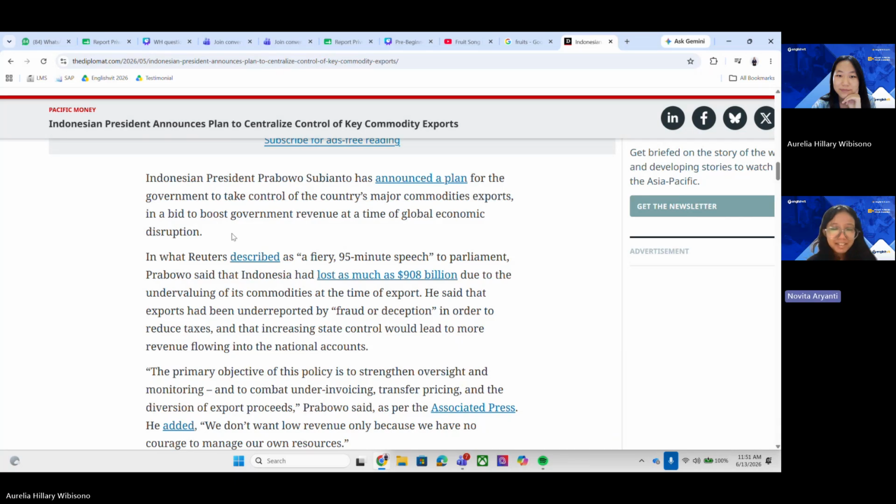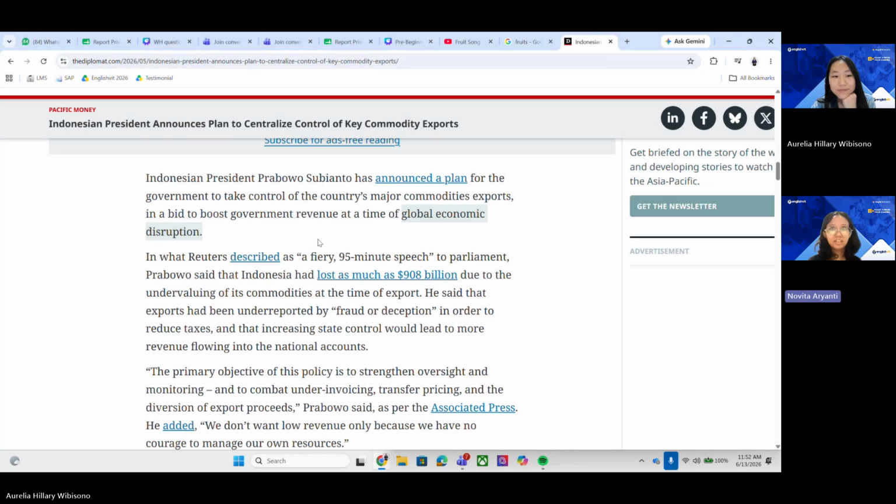Can you repeat it one more time, please? Why does the Indonesian president plan to take control of the commodities export? The reason Prabowo has that plan is to try boosting government revenue during the global economic disruption. Okay, please explain what global economic disruption means.